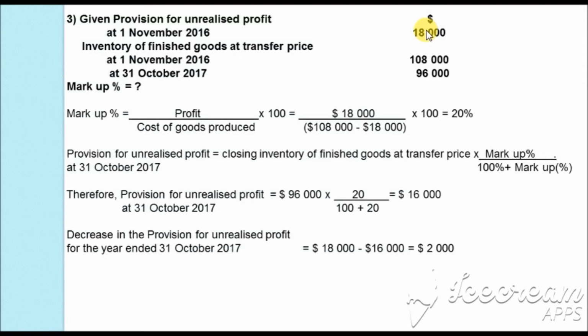So we are going to take this as the profit, which is $18,000, and we are going to take the value of inventory of finished goods at transfer price. Transfer price means this include the cost of goods produced plus the factory profit. So if we subtract the factory profit from this, we will get the cost of goods produced. So I did this here where I have taken $108,000. From there I have subtracted $18,000. It will be equal to $90,000, and then I have multiplied the whole thing with 100. I got the markup percentage as 20%.